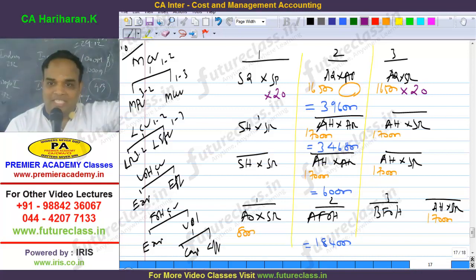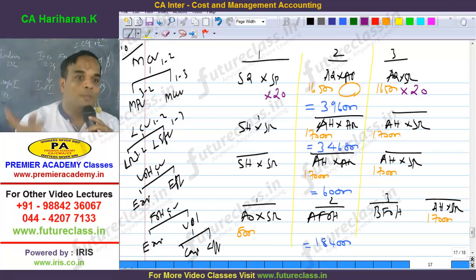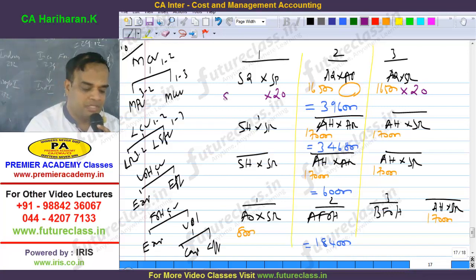The word standard always ends with them. How much actual production? 8,000, not 16,000. Production, not finished goods. Production means finished goods, not raw material. Okay? So, actual production 8,000.